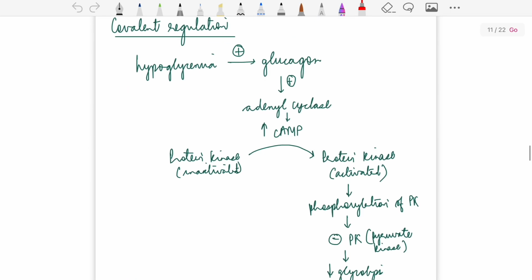Okay. Now coming to covalent regulation. What happens is in a state of hypoglycemia, that is when blood sugar is low, glucagon is activated, and again we have discussed that it leads to phosphorylation of pyruvate kinase by a protein kinase, which inhibits pyruvate kinase because pyruvate kinase is a glycolytic enzyme and it is activated in the dephosphorylated state. So when phosphorylation occurs, it becomes inhibited or deactivated, thus leading to a decrease of glycolysis.